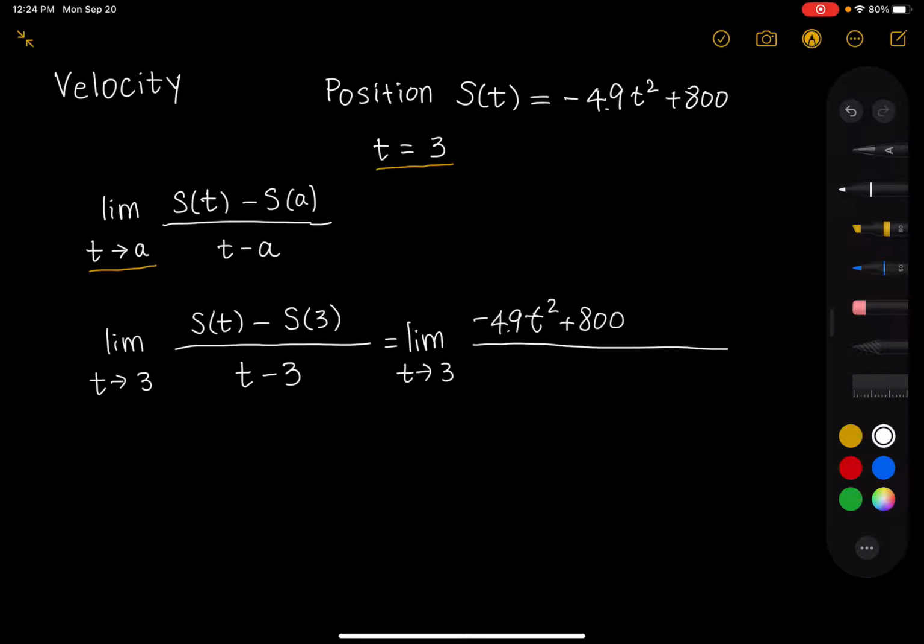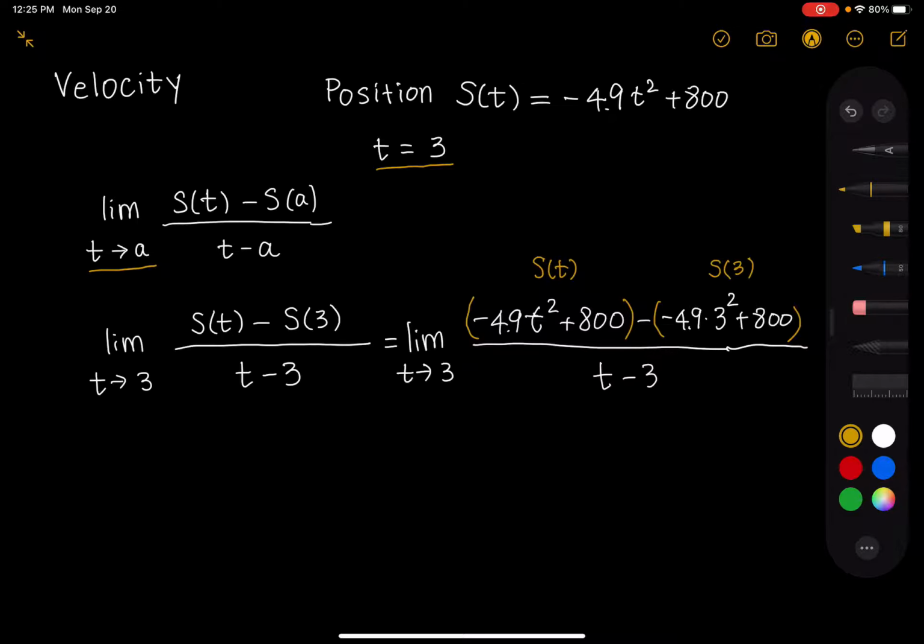What is s of 3? Okay, so we subtract and we have to put things in parentheses. So we know, okay, this is s of t. What is s of 3? So s of 3 is negative 4.9 times 3 squared plus 800, divided by t minus 3. The advantage of writing it this way is that we know this part is s of t and that part is s of 3. And this is the only way to solve the problem.